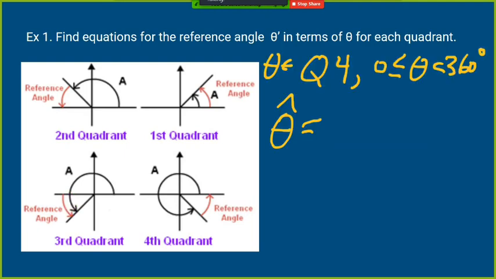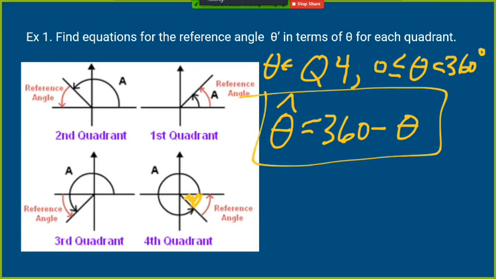If theta is in quadrant 4, so the angle terminates in quadrant 4, and it's between 0 and 360, we can express the reference angle as 360 degrees, which is this full circle, minus theta, the angle. So subtract all this part right here, and we're left with just that part there. That's how you find a reference angle for an angle in quadrant 4. You subtract it from 360, assuming it's between 0 and 360. And for any of these, if you have an angle that's not between 0 and 360, you can just use a coterminal angle that is between 0 and 360 degrees.